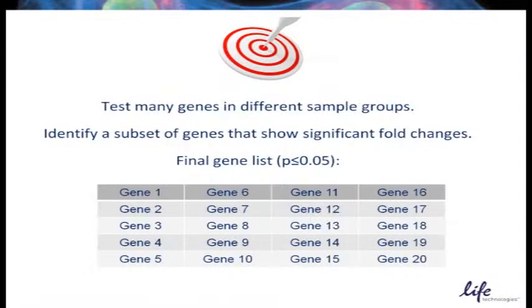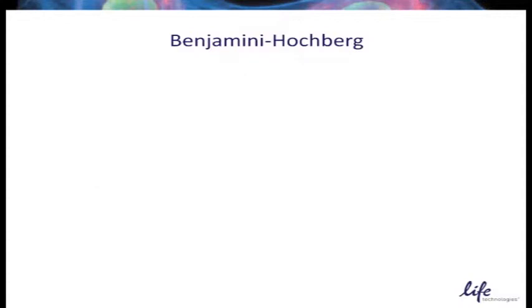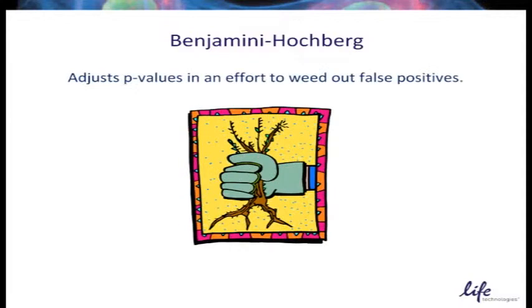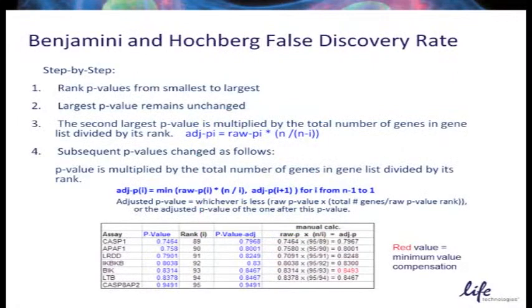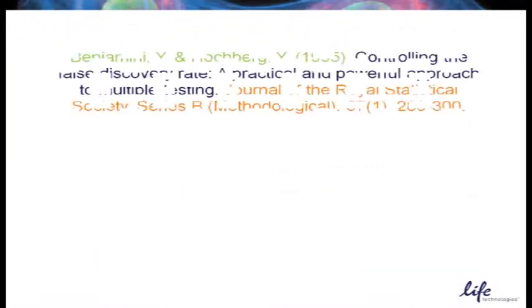And that's because there's a certain error rate that leads to false discoveries, or we might say false positives. Benjamini-Hochberg is an algorithm that adjusts p-values in an effort to compensate for this error, and thus to weed out those genes that aren't really showing significant expression variation among our biological groups. For more information on how the algorithm works, pause the video and have a look at this description, or simply have a look at the original paper online.